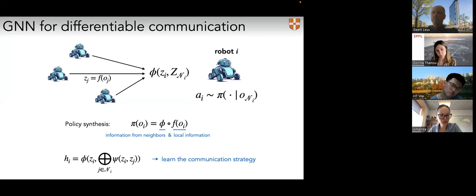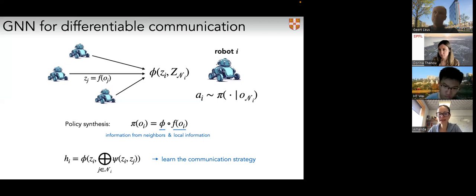And this essentially does two things for us. On the one hand, it defines how the outgoing information is encoded by this function that I'm denoting through F, right? F processes the observations. And it also defines how the incoming information is being processed. And that's the phi that I'm representing here. Okay? So this is how we synthesize our policies and how we're representing this whole scheme as a differentiable communication strategy. So how is this useful to us?